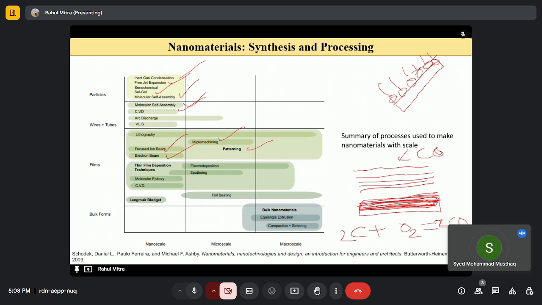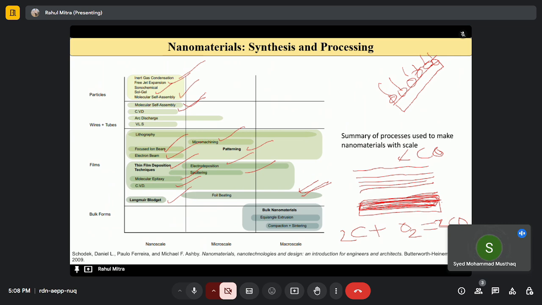And then for thin film deposition, we have electrodeposition, sputtering, molecular beam epitaxy, and CVD, the chemical vapor deposition. The other process is a foil beating process. This is again a very crude process, but the dimensional tolerance is very low. And the other is the Langmuir-Blodgett process, which was used to create monolayer fatty acids, as I discussed before.